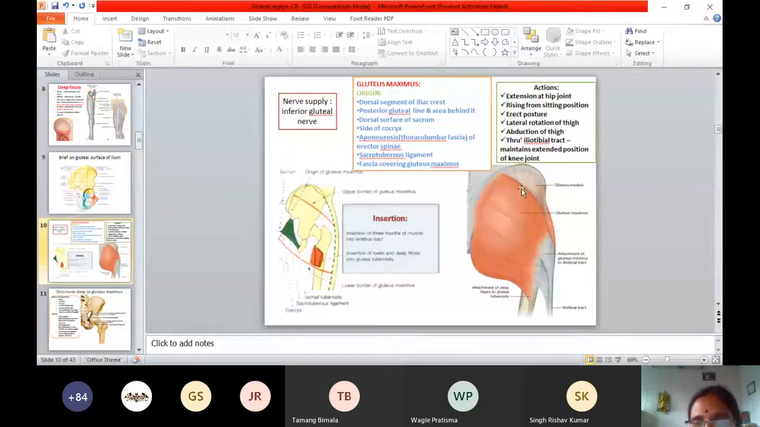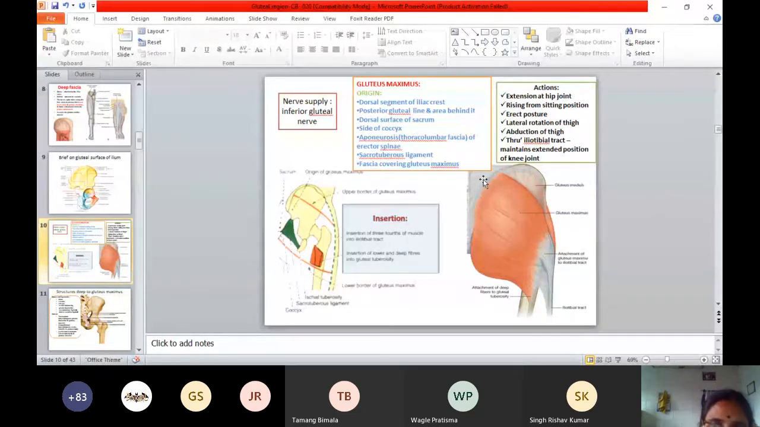Now, there are many muscles in the gluteal region. However, three important muscles are very, very important from the exam point of view according to the Kathmandu University syllabus. The most important muscle is the gluteus maximus, the big muscle which lies deep to the deep fascia, superficially present. The upper and medial part is the origin, the lower and lateral part is the insertion.